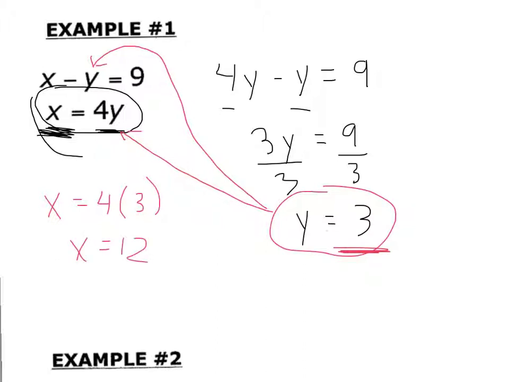Okay, so we have both parts of our solution. Remember, we put it in our ordered pair form, and that would give us the solution, 12, 3. Okay, so that is the ordered pair that makes both of these equations true. All right, let's try another example.